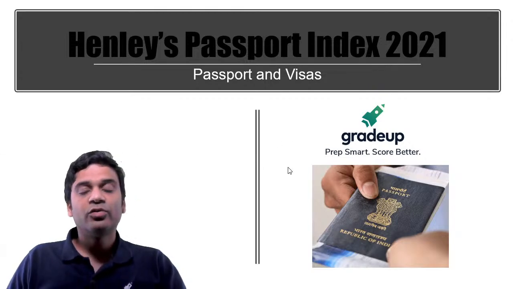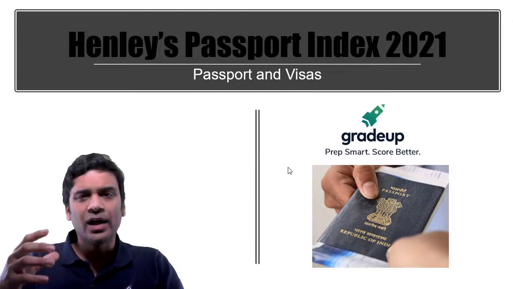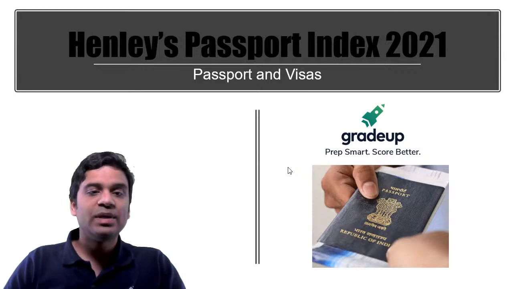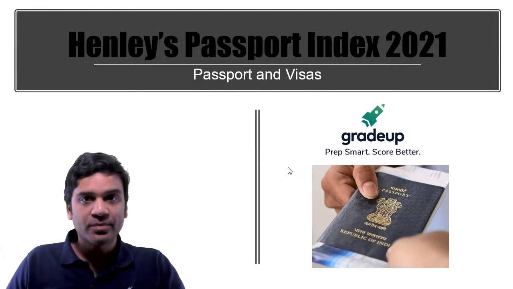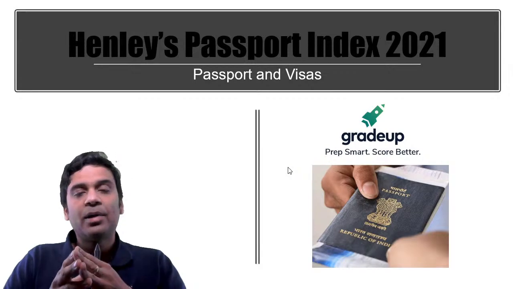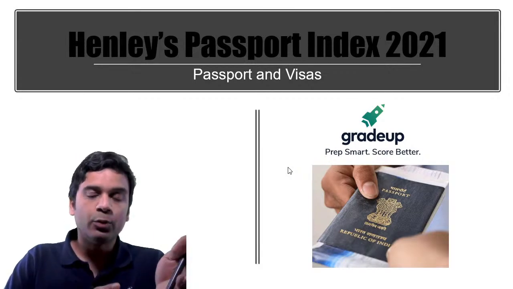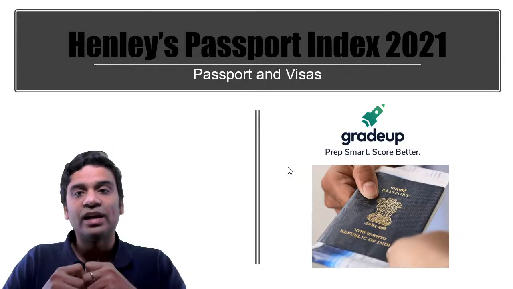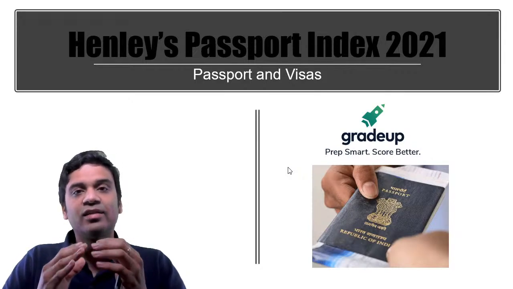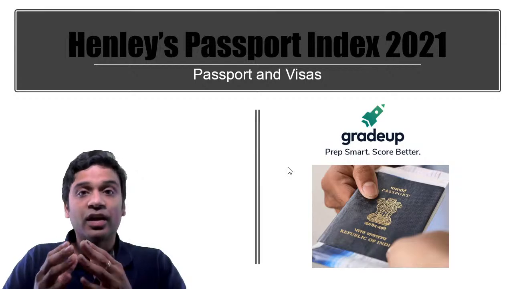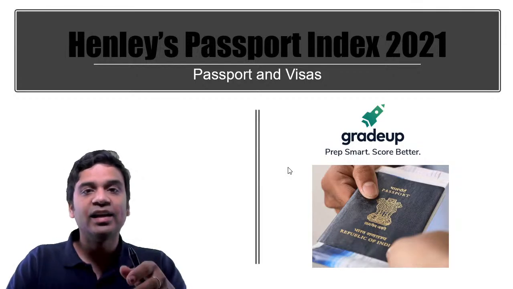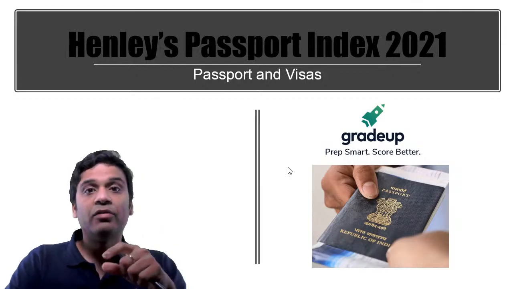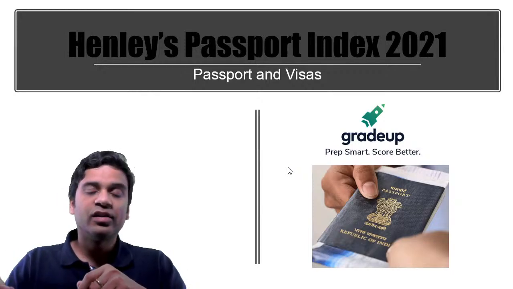And in today's class, we shall be dealing with a prelims-oriented topic, which is basically the Henley Passport Index. Henley and Partners is a firm in the USA, and every year they publish a passport index, which tells us the power of a country's passport. For example, the Indian passport has a certain power to it. The US passport has a certain power to it.